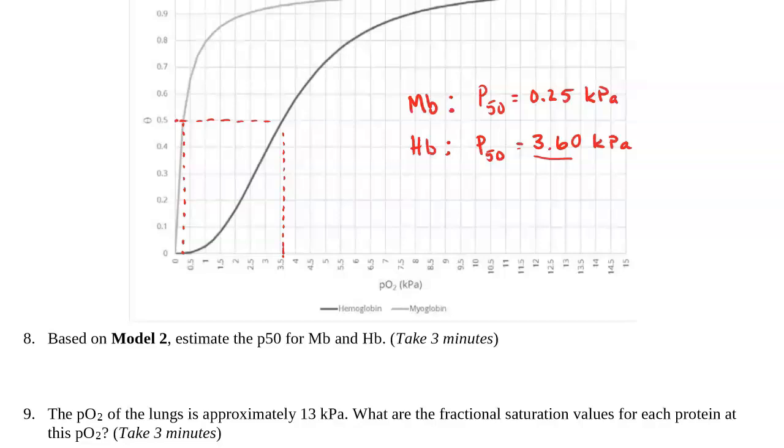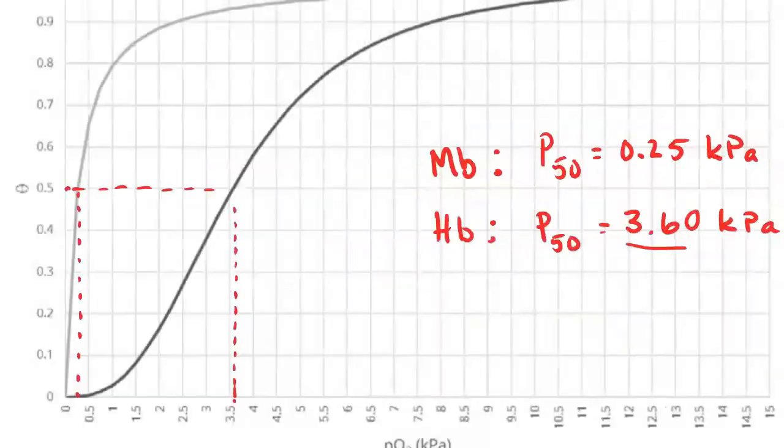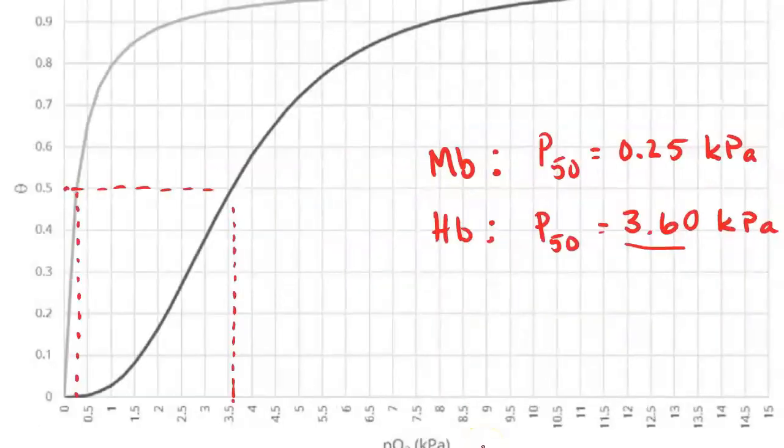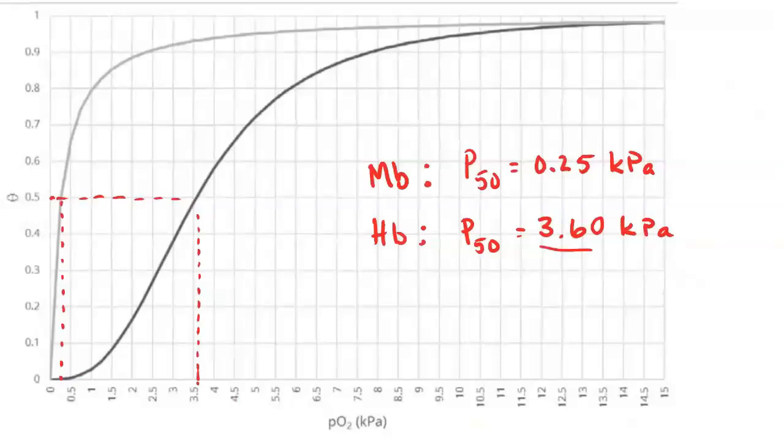The PO2 in the lungs is approximately 13 kilopascals. What are the fractional saturation values for each protein at this partial pressure of oxygen? All right, so practice your reading skills again. Look at the graph and read me off the fractional saturation values at 13 kilopascals. So let me zoom in a bit more, and we'll put it right there, and I'll let you read that. All right, pause now.